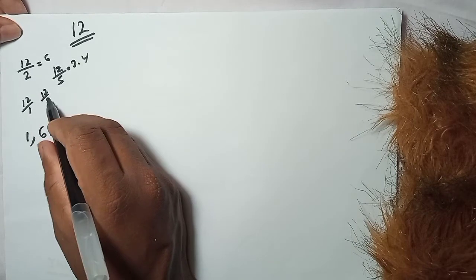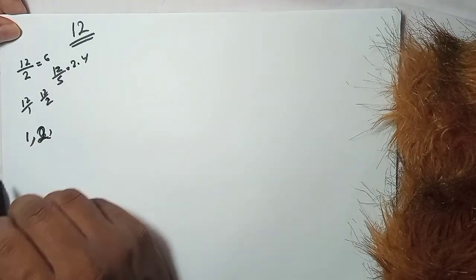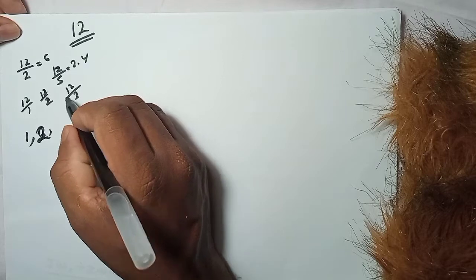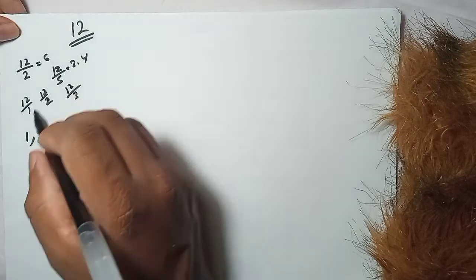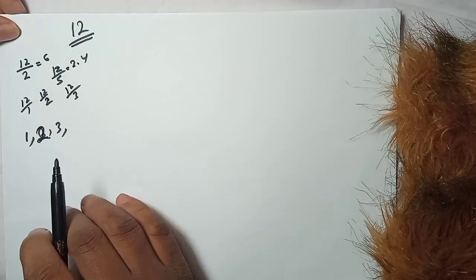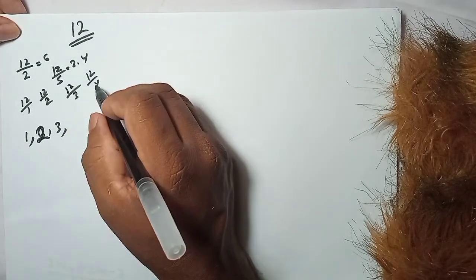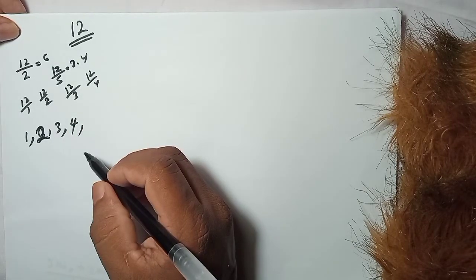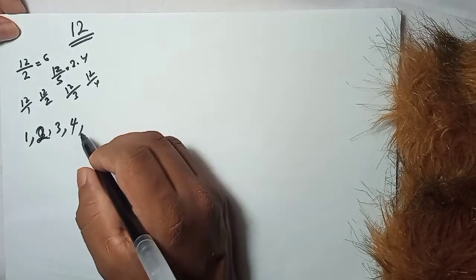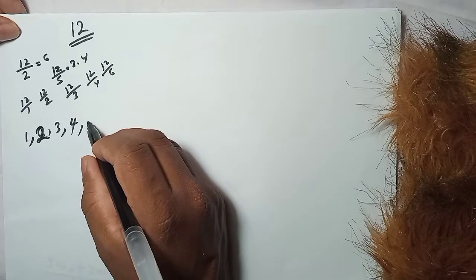So 2 is a factor. And 12 can be divided by 3, so 3 is also a factor of 12. What are the numbers you can divide 12 by? Those are the factors of 12. Also 12 can be divided by 4, the answer is 3, so 4 is also a factor of 12. And 5 is not a factor of 12, you can't divide, you get a decimal. And 6: 12 divided by 6, the answer is 2.